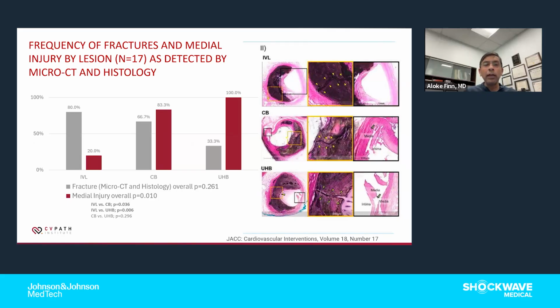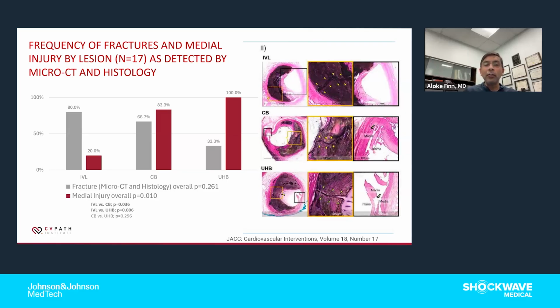So here you see in gray the fracture incidence per device. You can see IVL was successful in fracturing 80% of lesions. The medial injury was very rare, found in 1 out of 5 lesions treated. You can see that cutting balloon was also successful, to a little bit lesser extent than Shockwave, at fracturing calcium. 66.7% of lesions were fractured.